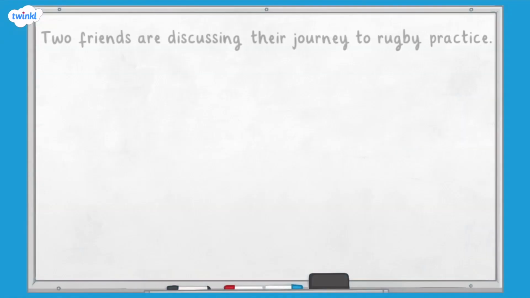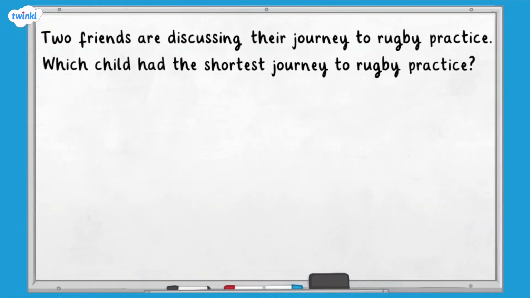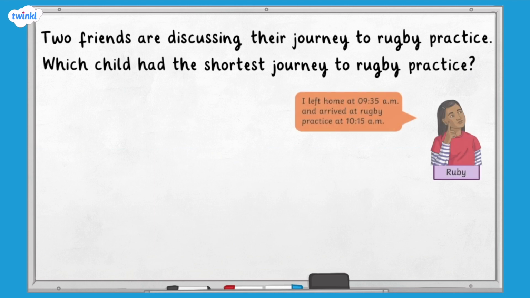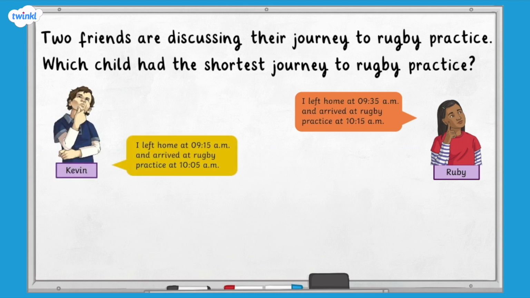Now, I think you're ready for a challenge. Let's take a look. Two friends are discussing their journey to rugby practice. Which child had the shortest journey to rugby practice? Ruby says, I left home at 9:35 a.m. and arrived at rugby practice at 10:15 a.m. Kevin says, I left home at 9:15 a.m. and arrived at rugby practice at 10:05 a.m. Pause the video here and have a go at the question.